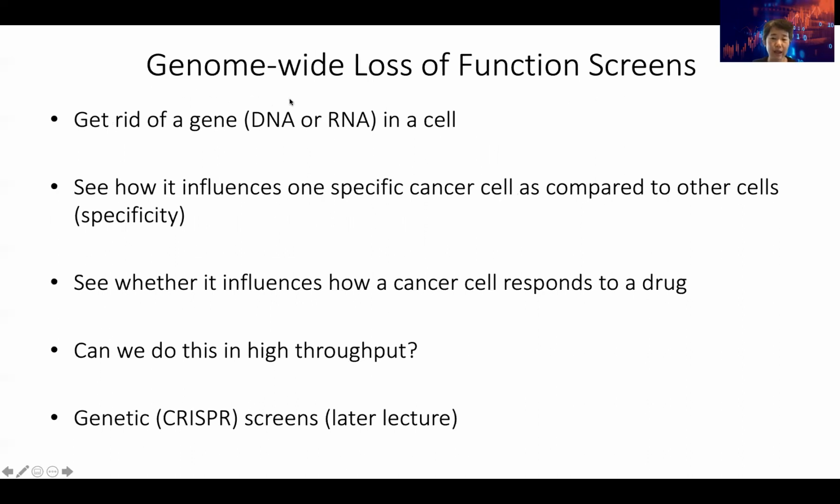Therefore, there are also things like genetic screens. You can get rid of a gene in a cell and see how, without this gene, it influences whether the cancer cell can still grow, or how this cancer cell responds to a particular drug. Of course, if you get rid of one gene at a time, it's very time consuming. Can you do this in a high throughput way? Knock out every gene in different cells and do the whole thing in one big experiment. This is called a genetic screen. And we will discuss CRISPR screen later in this module.